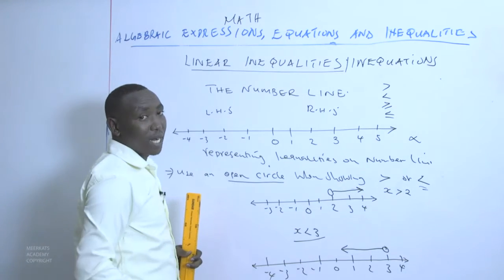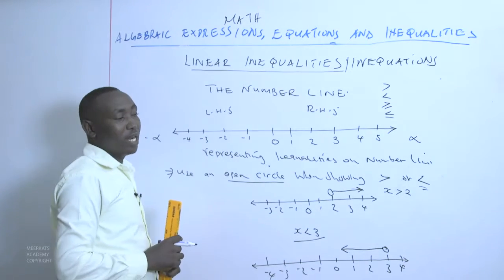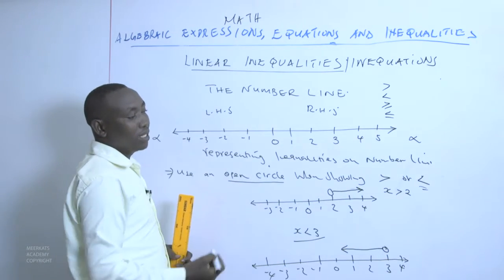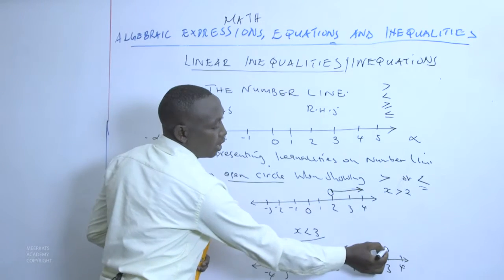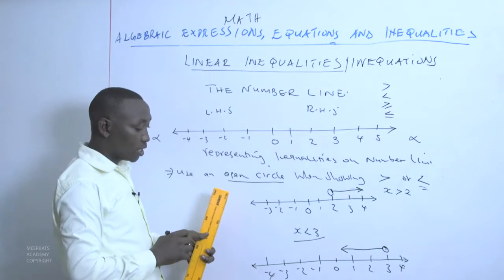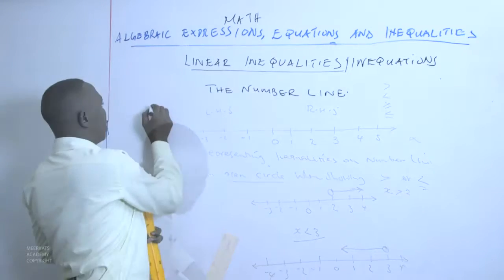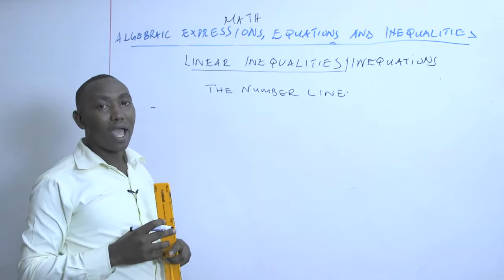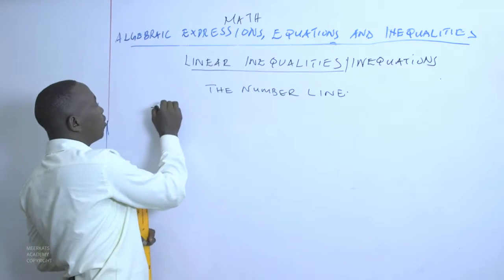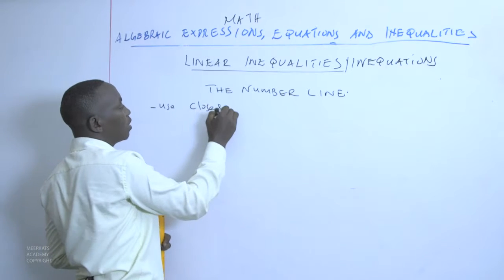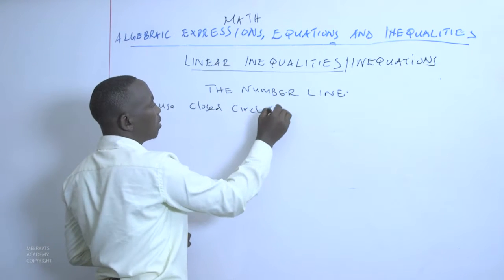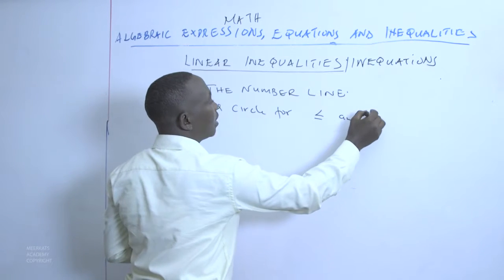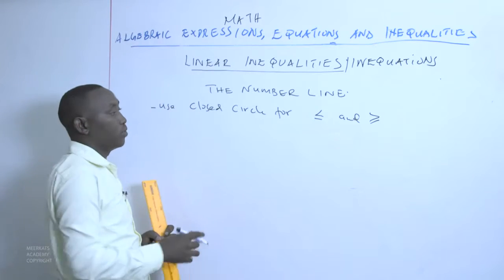Greater than, we go to the right-hand side. Less than, we go to the left-hand side. And remember that for both greater than and less than, our circles are going to be open, not closed dots or circles. What about if it is greater than or equal to, or less than or equal to? In that case, we use a closed circle for less than or equal to and greater than or equal to.